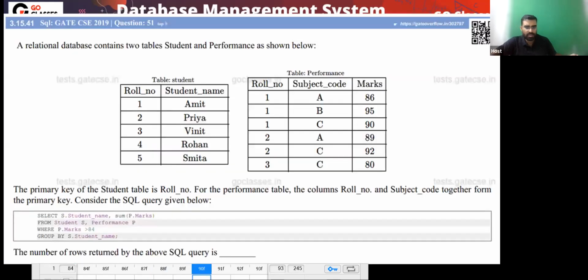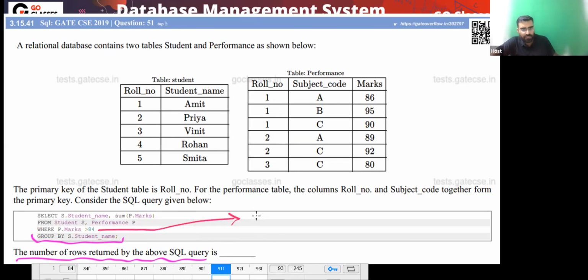Okay, let's see another similar question: the number of rows returned by the SQL query. You have a group by clause and there is no having clause. First of all, you can notice that P marks should be greater than 84. This must be done first. This is your first priority.